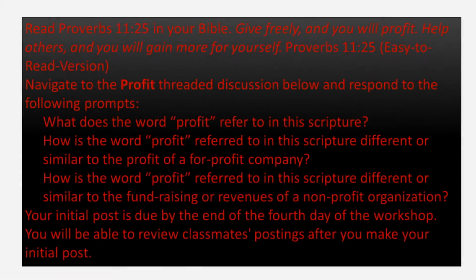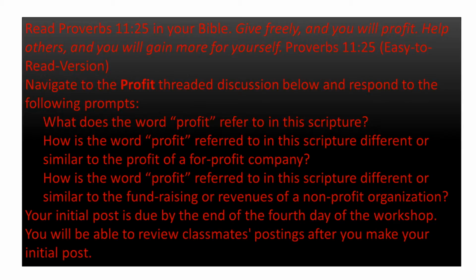Well, let's look at another post and deal with a similar type issue in terms of lack of quality. It's a very different assignment. This one says to read this particular Bible verse, give freely and you will profit, help others and you will gain more for yourself. Then we can see we've got some specific questions to answer.